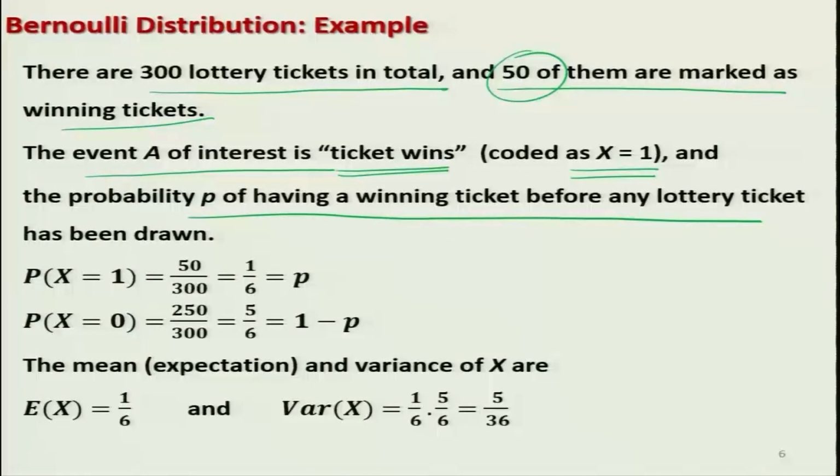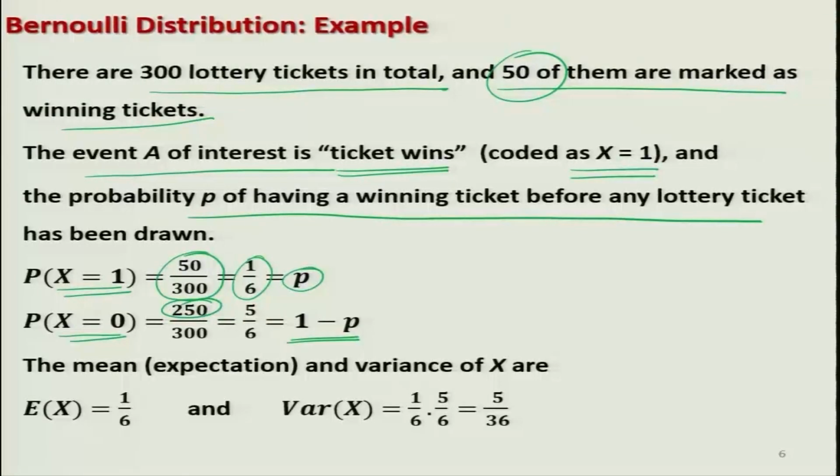So, in this case, if somebody wants to compute the probability of winning the lottery or the probability of losing the lottery, that can be obtained as probability of x equal to 1, which is the probability of success, the probability of getting a winning ticket. That will be 50 upon 300, which is 1 upon 6, and this 1 upon 6 is actually p. And the probability of failure, that means the probability of getting a ticket which does not win, will be probability x equal to 0, that is 300 minus 50, which is 250 divided by 300, and this will be 5 upon 6, which is actually the value of 1 minus p, right.